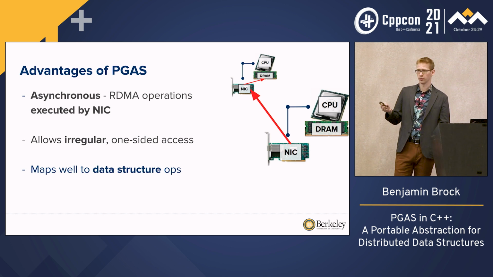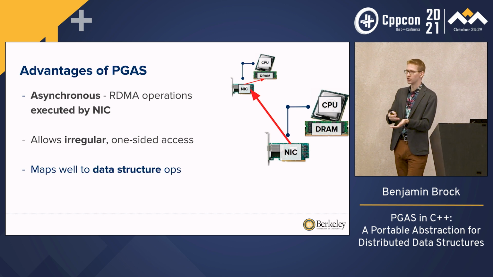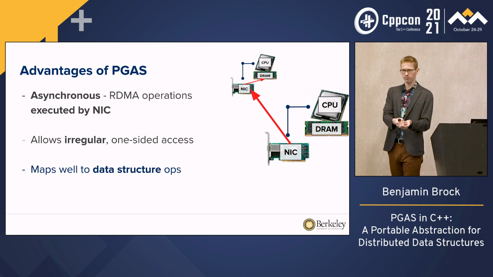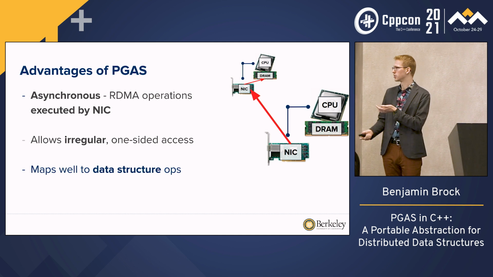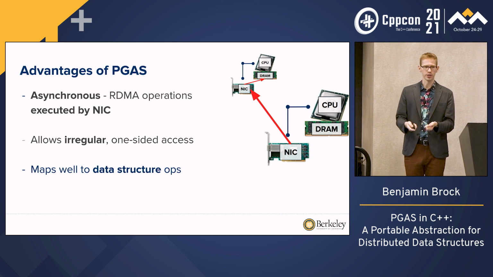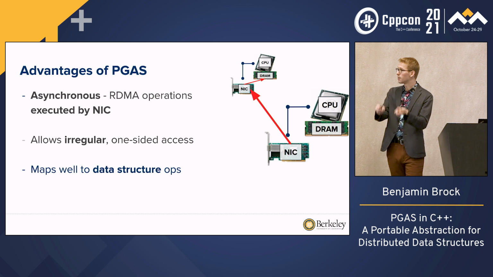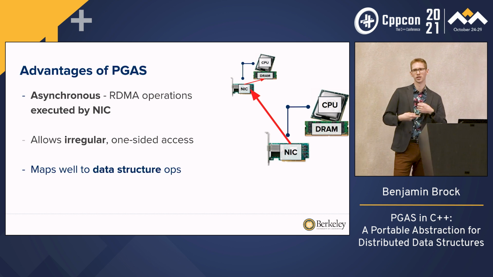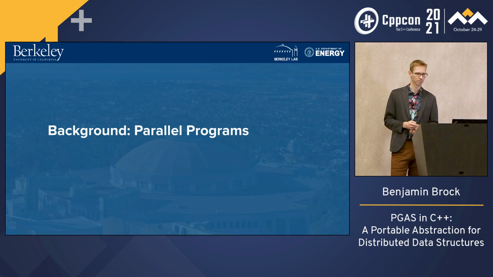The kind of data structure operations we're accustomed to, like inserting into a map, writing to a vector, reading from a data structure. These are all one-sided operations, and so if we're trying to implement them, it's useful if we have a one-sided protocol with which to do so.